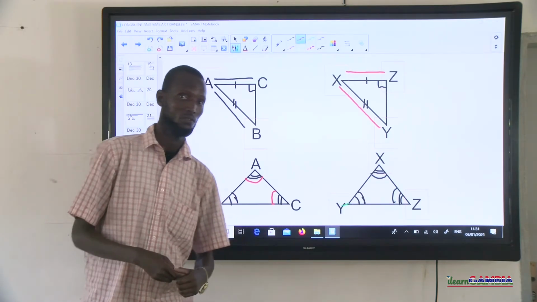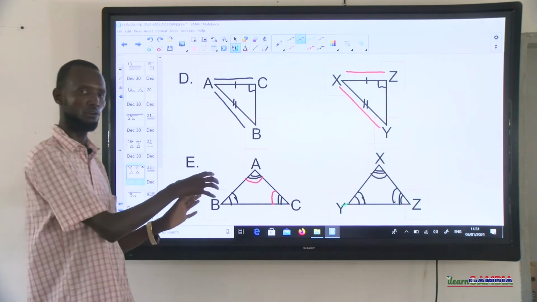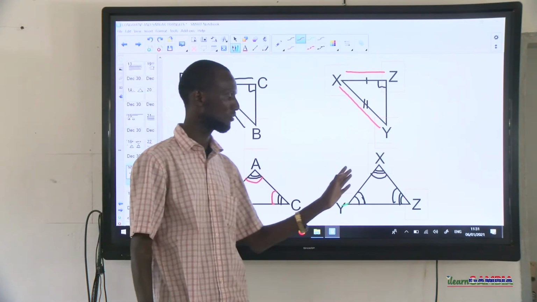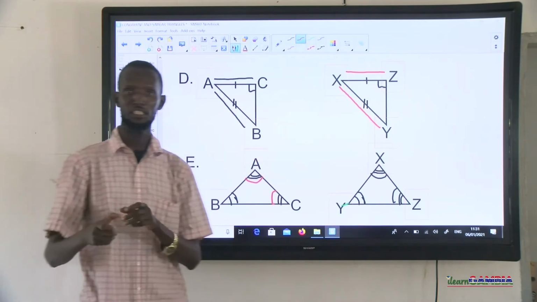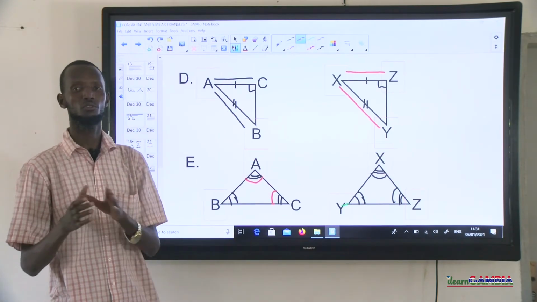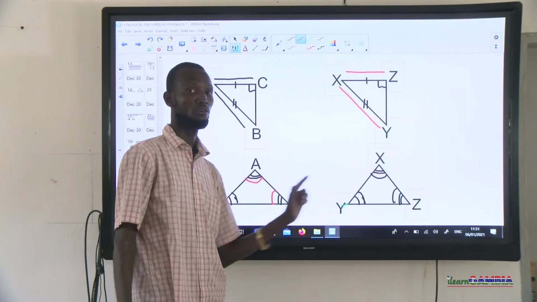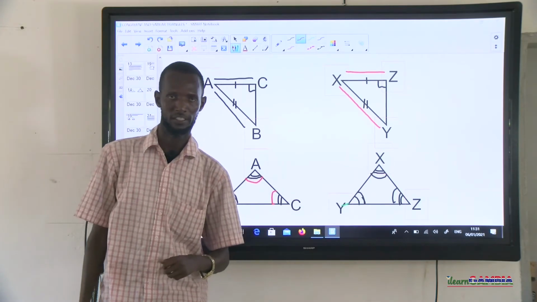No. Just because all the three angles of one triangle are equal to all the three angles of the second triangle, that in itself alone is not enough to prove congruency. So you can say that these two triangles are not congruent because we don't have enough information to prove that they are congruent. Okay?